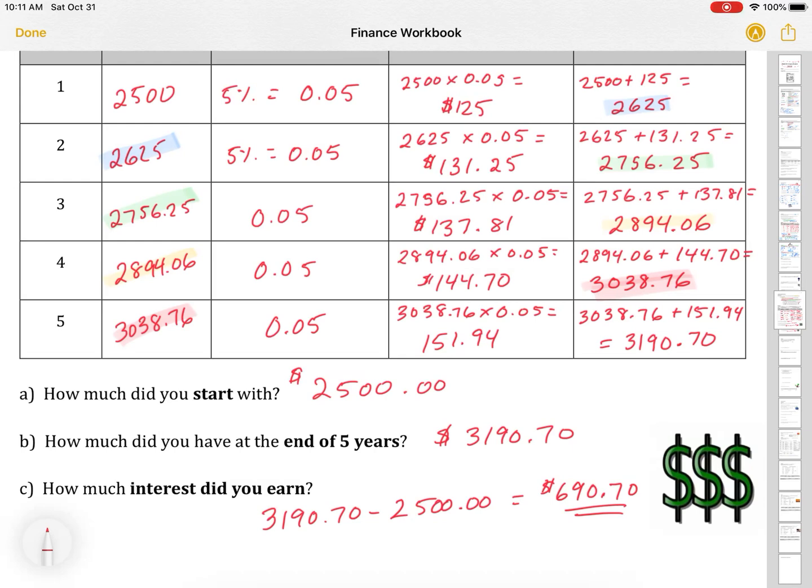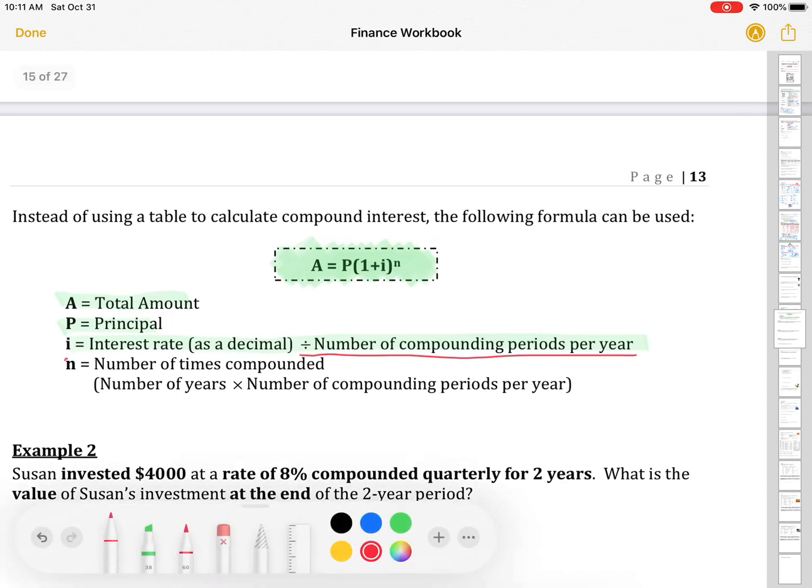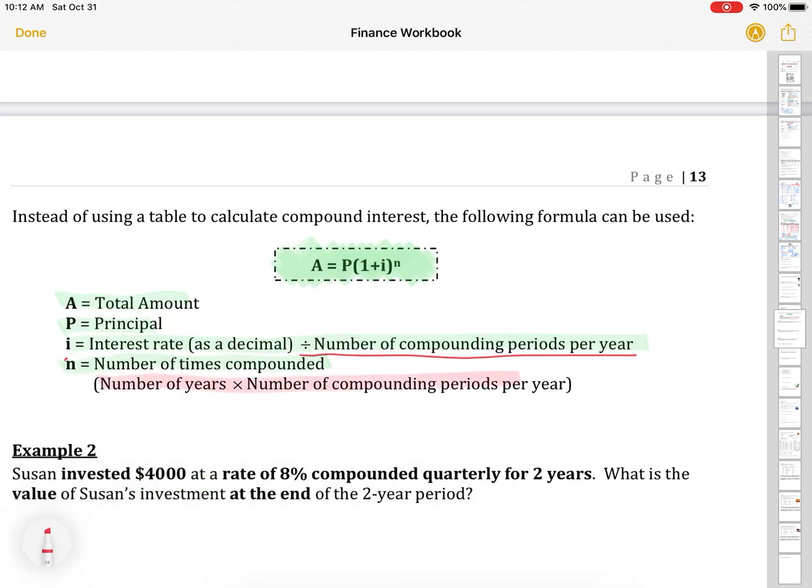Okay? Now our formula for compound interest is a little bit different than for simple interest. It looks like this. The total amount is equal to the principal times the quantity 1 plus i, where i is the interest rate as a decimal divided by the number of compounding periods per year. So this is significant. And n is the number of times compounded, so it's the number of years times the number of compounding periods per year.